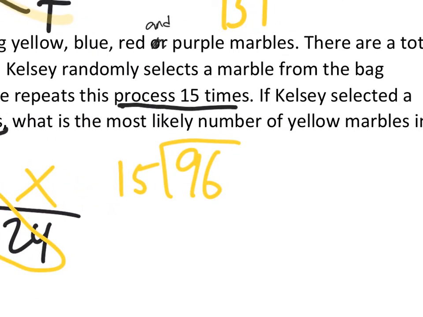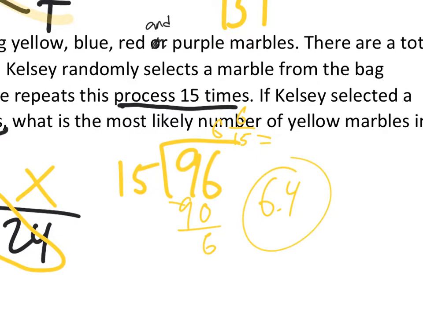15 can go into 96 six times, so I've got 90 there. I've got my 6 left over, and because I'm feeling lazy, we're going to call this 6 and 6/15, which actually simplifies, but we're just going to change this to a decimal. This is going to be 6.4. Easy enough for right now.